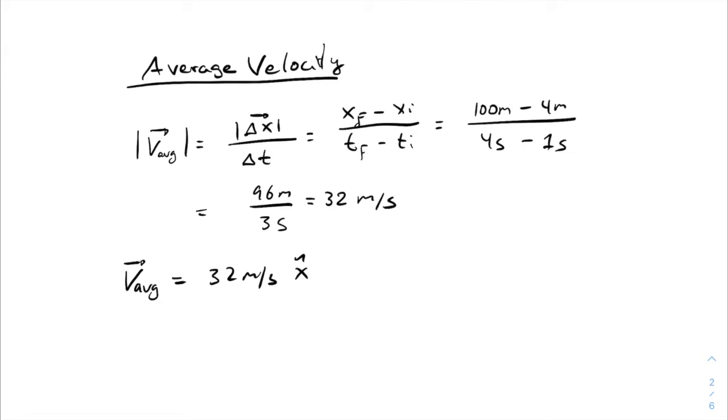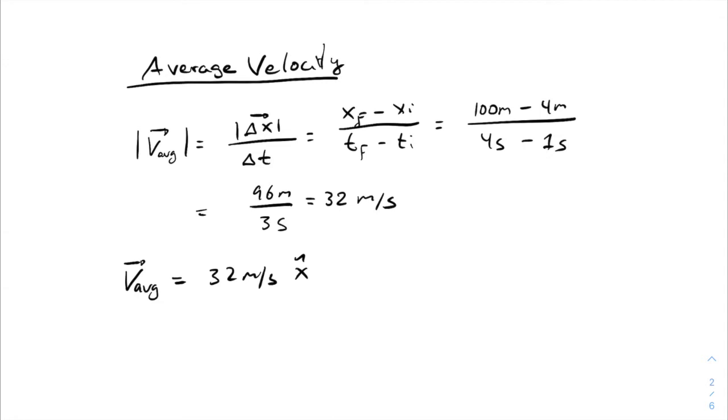So in our example from the car, the final position is equal to 100 meters, and the initial position is equal to 4 meters. Therefore, we have 100 meters minus 4 meters. And then the final time was 4 seconds, and the initial time was 1 second. Therefore, we have 4 seconds minus 1 second. And as we can see, this gives us 96 meters divided by 3 seconds, which gives us 32 meters per second. Therefore, our average velocity has a magnitude equal to 32 meters per second.